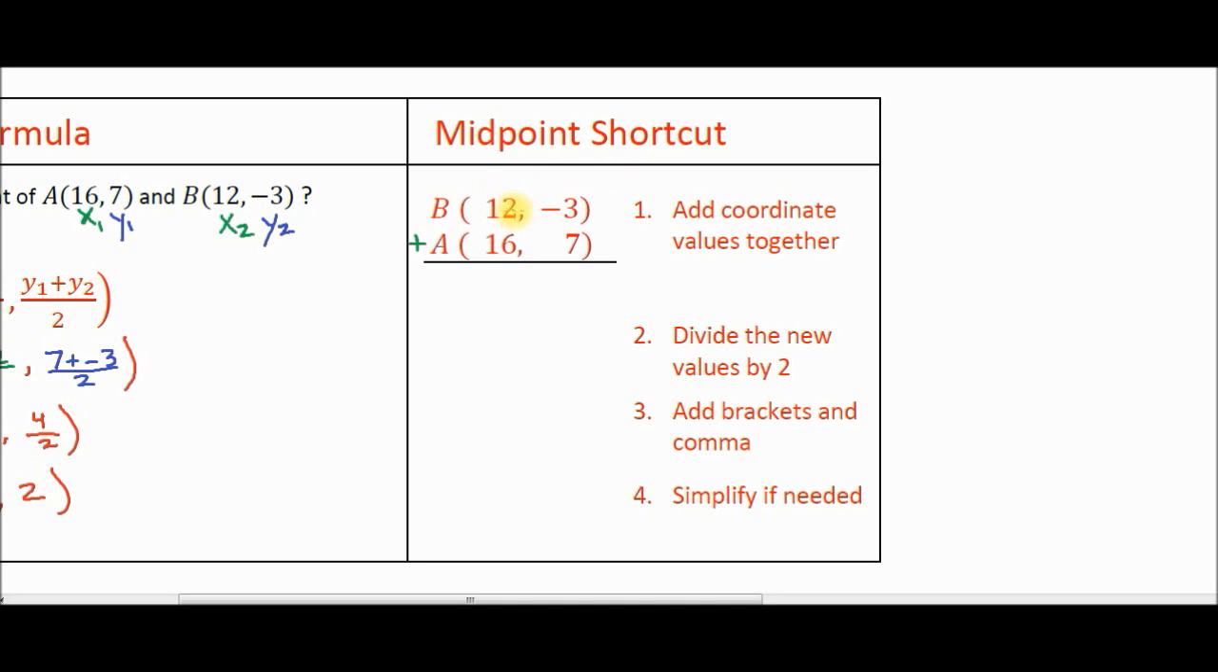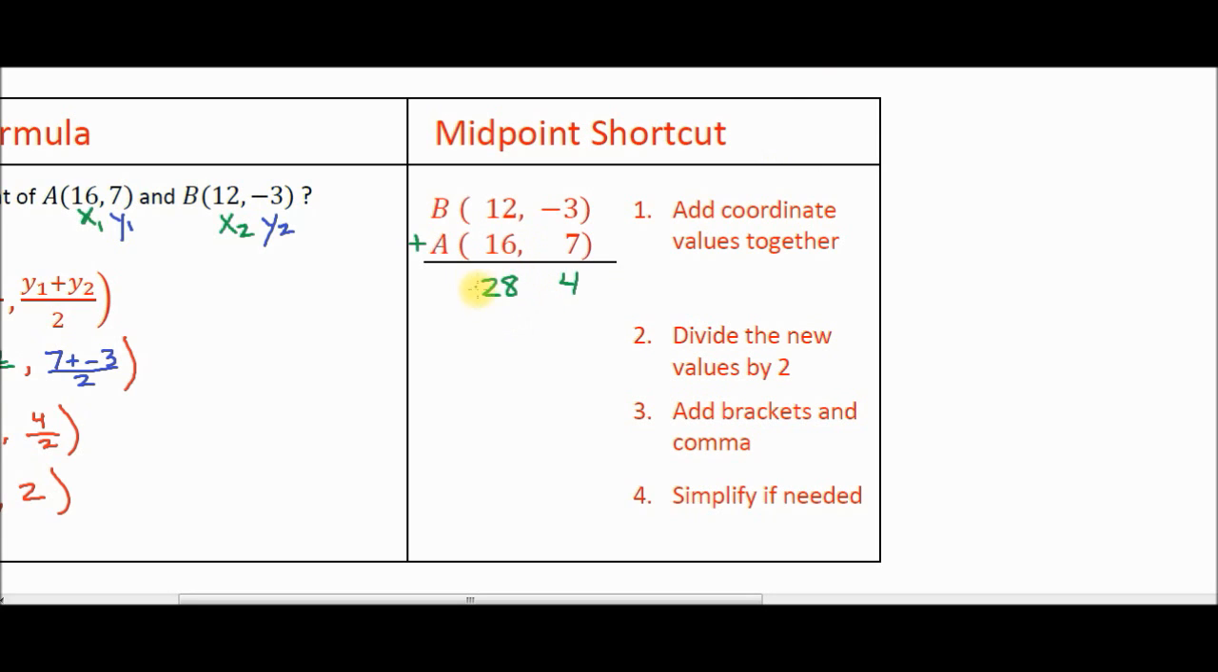So, that being said, 12 plus 16 is 28, and negative 3 plus 7 is 4. Now, some of you have difficulty with negative numbers. This is where you use your calculator. Put in negative 3 plus 7. It'll do the work for you and give you 4. There's step number 1.